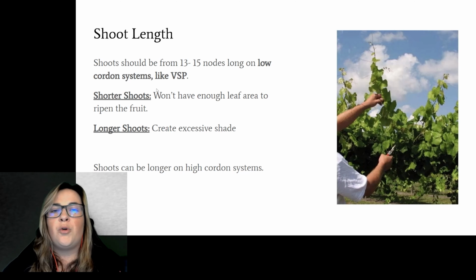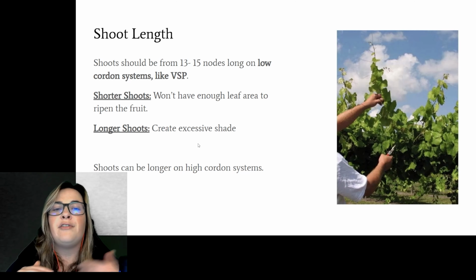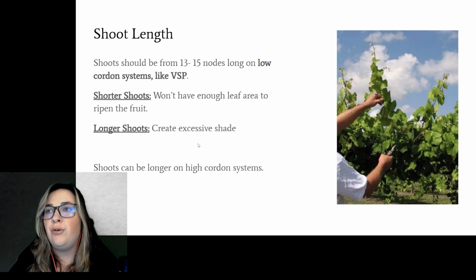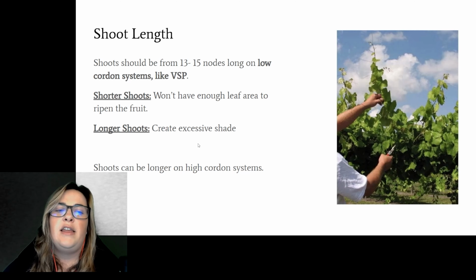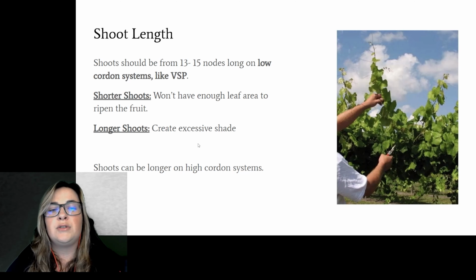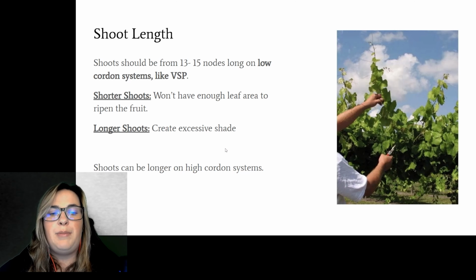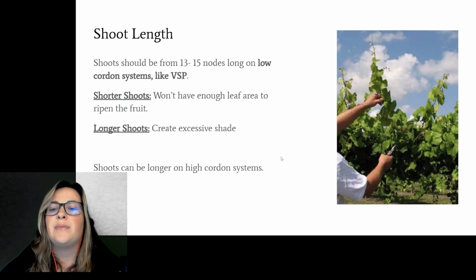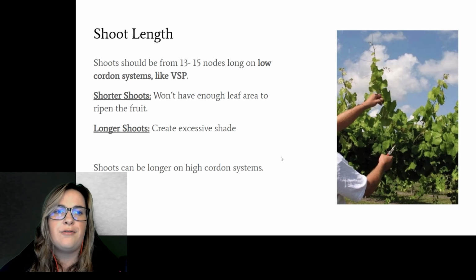If you have shorter than that, the shoot is too short, and you won't have enough leaf area to ripen the fruit on the shoot. And if you have extremely long shoots, it's excessive shade, excessive growth, right? But if you have a high cordon system, your shoots can be longer. It just depends on the pruning system that you have.